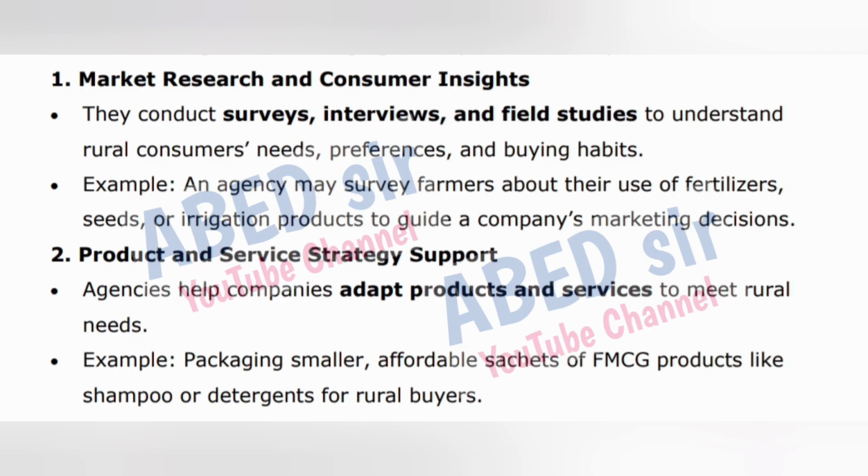1. Market research and consumer insights. They conduct surveys, interviews, and field studies to understand rural consumers' needs, preferences, and buying habits. Example, an agency may survey farmers about their use of fertilizers, seeds, or irrigation products to guide a company's marketing decisions. 2. Product and service strategy support. Agencies help companies adapt products and services to meet rural needs. Example, packaging smaller, affordable sachets of FMCG products like shampoo or detergents for rural buyers.